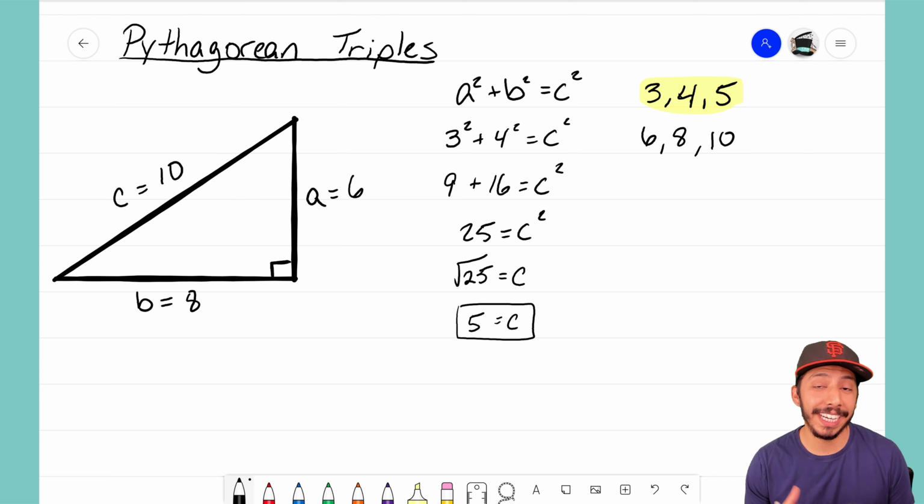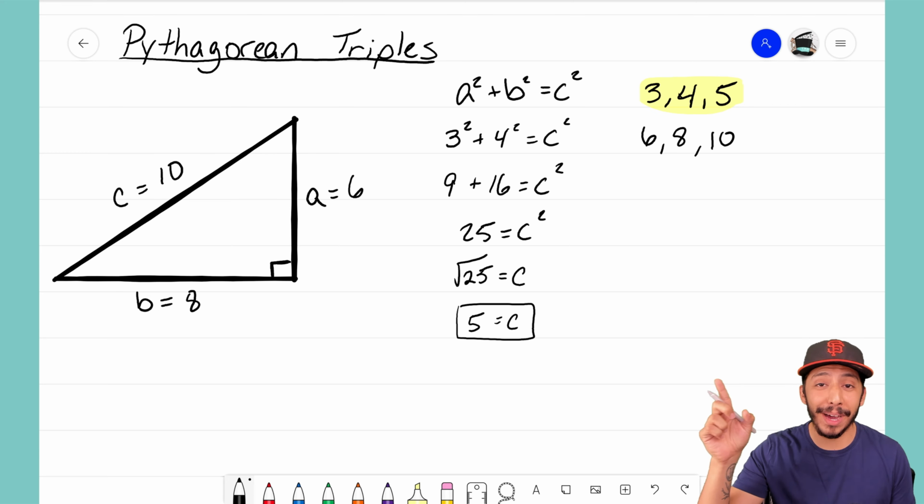And as I mentioned, there are an infinite amount of Pythagorean triples. There's actually an infinite amount off of this 3, 4, 5 triangle.